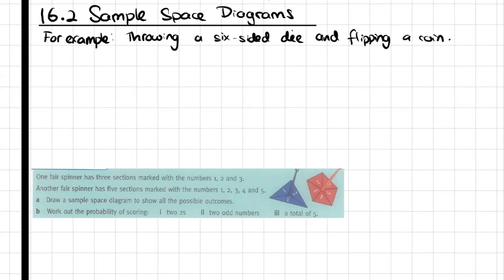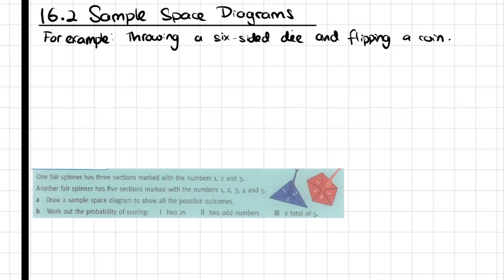It means, for example, when I flip a coin, it is equally likely for me to get a heads or get a tails. The same thing as when I throw a six-sided die. It is equally likely that I get 1, 2, 3, 4, 5, and 6. So that's why I can use a sample space diagram to show what the possible outcomes are.